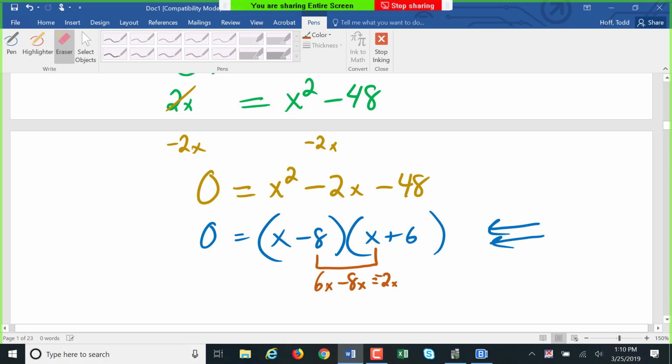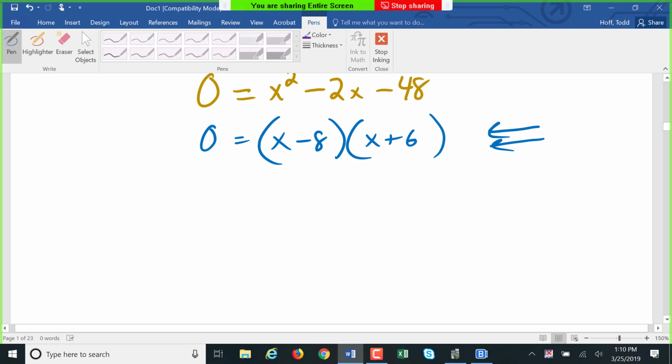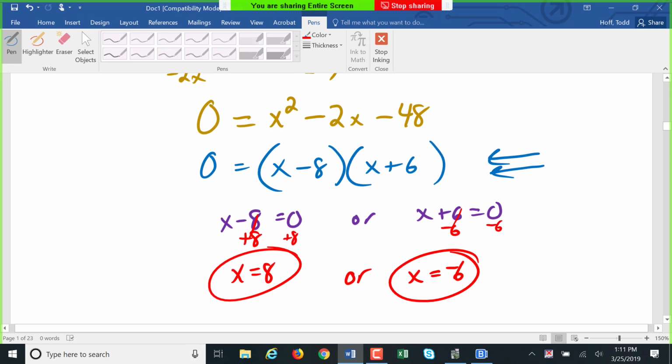So now that we know that that's how it factors, what do we do with it? Perfect. If they multiply to equal 0, at least one of them equals 0. I don't really need the parentheses over here. So then I'm going to solve this one by adding 8. Gives me x equals 8. Or this one by subtracting 6. Gives me x equals negative 6. We should double check in our equations to make sure those give solutions.